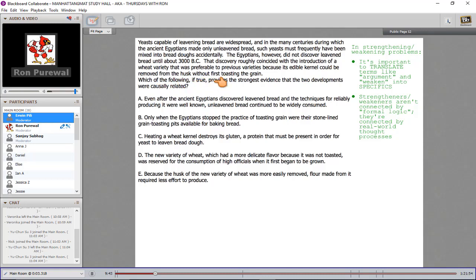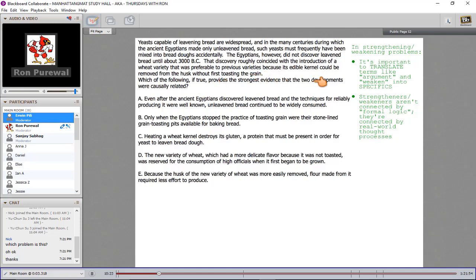Okay. You read this part first. Which of the following, if true, provides the evidence that the two developments were causally related? This is a problem from the GMAT prep software. Those problems don't have numbers. I don't know if they have identifiers of whatever type. Not actually sure. But this problem might be problem 1 on someone's test and problem 38 on someone else's test. We don't know.